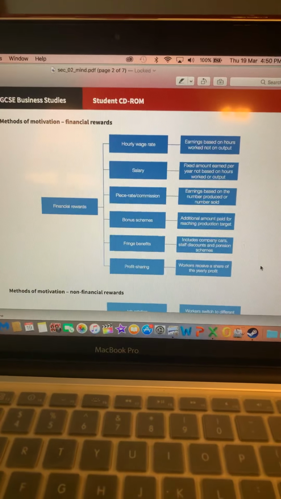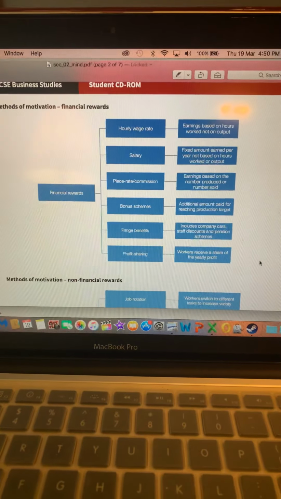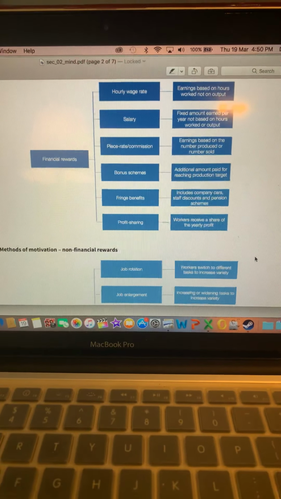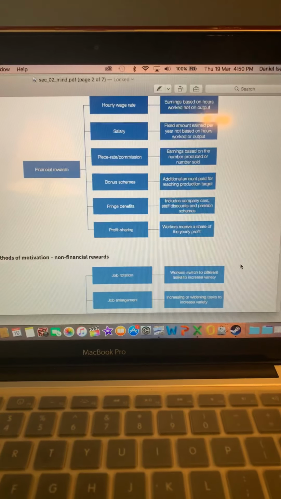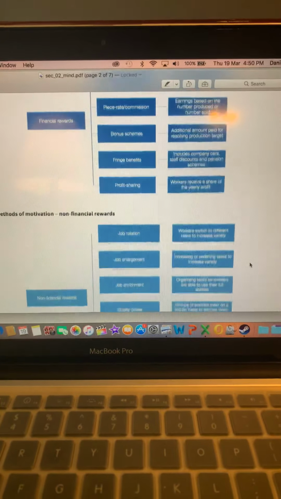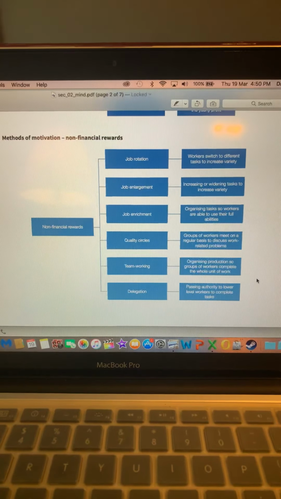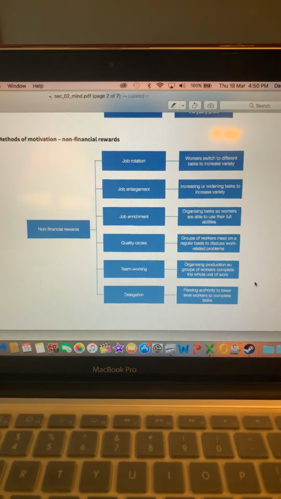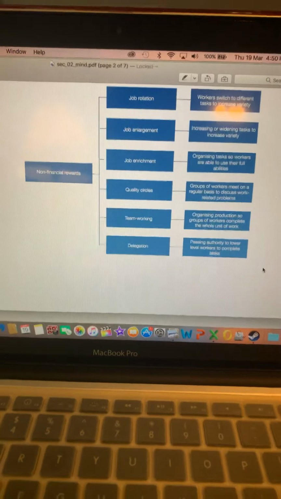So these are the various types of financial rewards you can do, right? Hourly wage rate, salary, piece rate, bonus schemes, fringe benefits, profit sharing, all of it having to do with some financial method of motivation. Then these are non-financial methods, which would be things like job rotation, enlargement, enrichment, quality circles, team working, and delegation, right? No money involved.